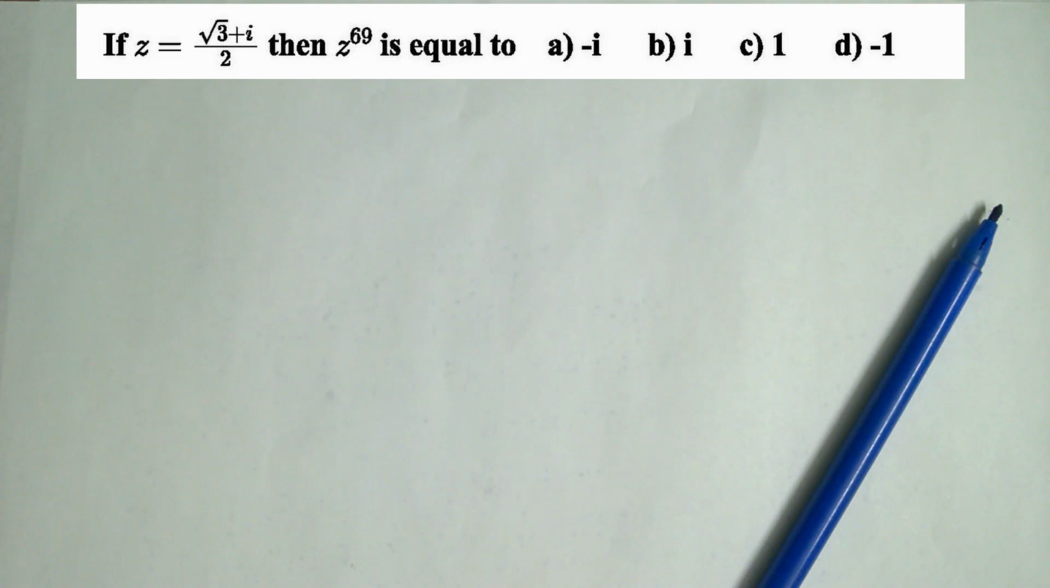If z is equal to root 3 plus i by 2, then z to the power 69 is equal to: answer A, minus i; answer B, i; answer C, 1; answer D, minus 1. So we have to choose one alternative. There are 4 answers.